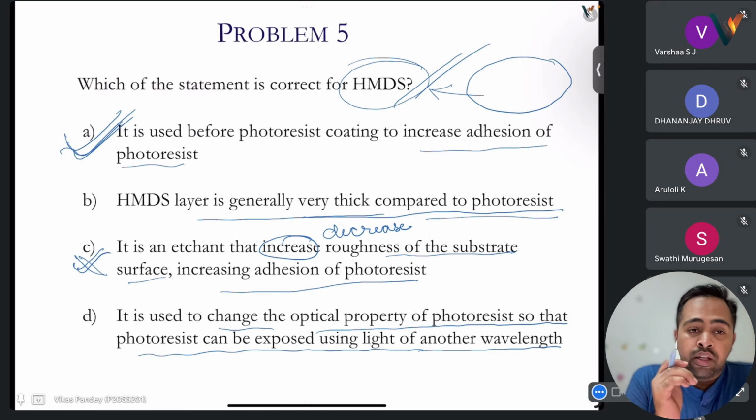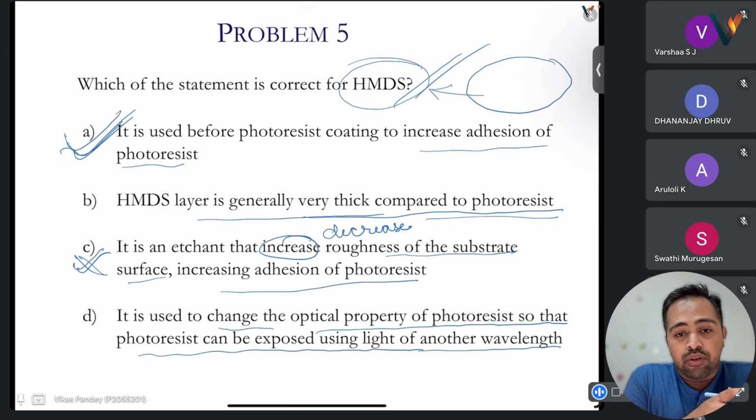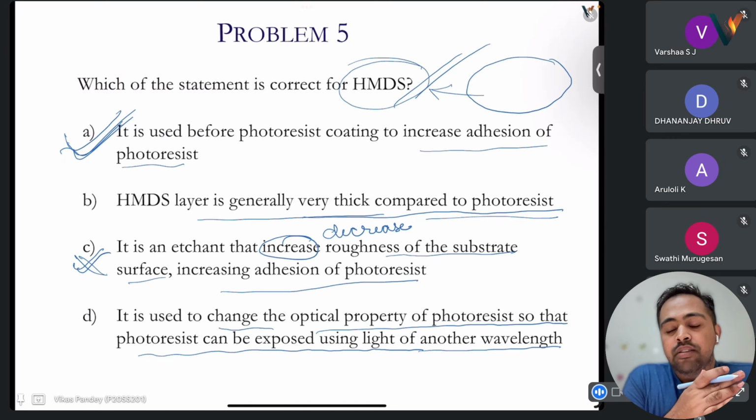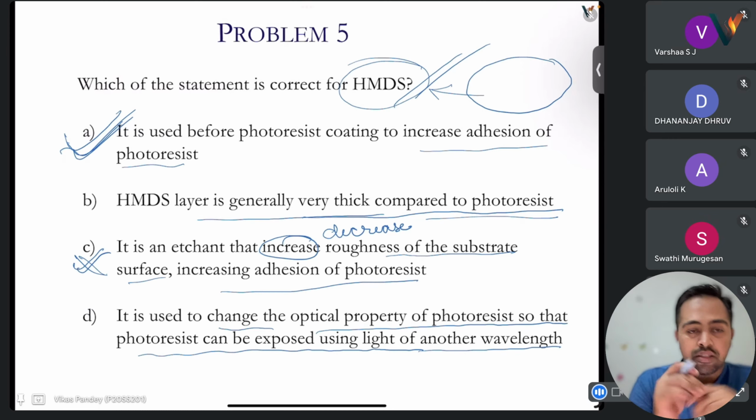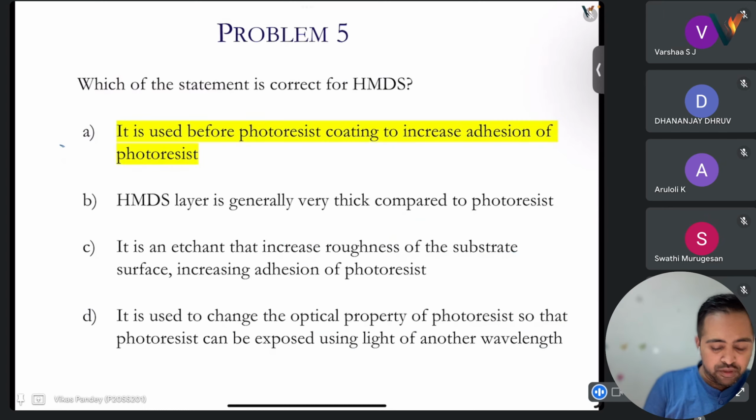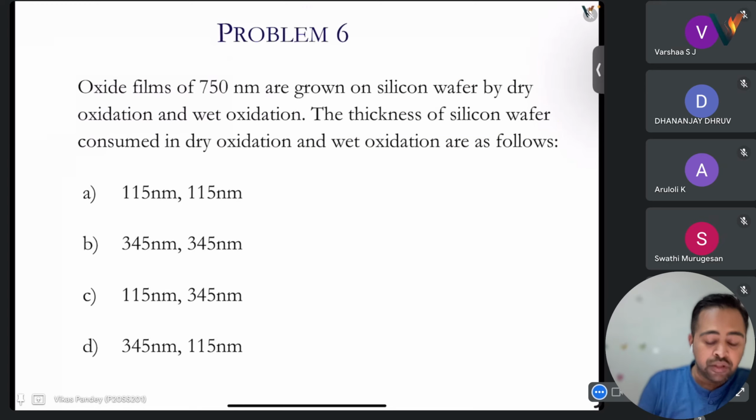Increasing the addition of photoresist. So this is wrong, and it will not change the optical property of photoresist. If it does, we will not get the desired results. So the correct answer is 1. So very good. Okay, so let's move to the next question.